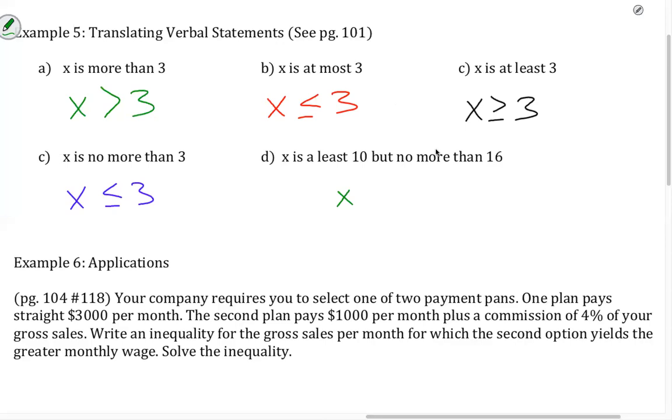Now, at least is C. So that means the X is going to be bigger than that. No more than is C. That meant X was going to be less than that. So this is an and inequality. Are you okay with that? Yes.